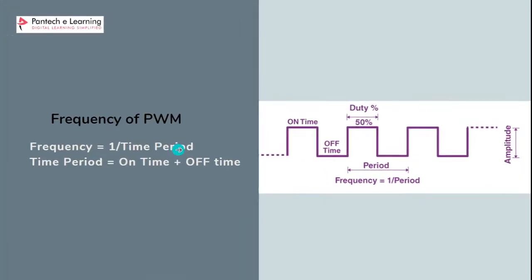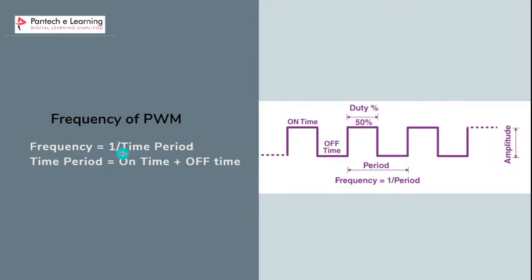The next one is frequency. Here you can see this is the on time. When it's high, it's on time. When it's low, this is off time. What is called a period? On time plus off time is called 1 period. So the frequency of pulse width modulation determines how fast a pulse width modulation completes a period. How fast PWM completes a period.